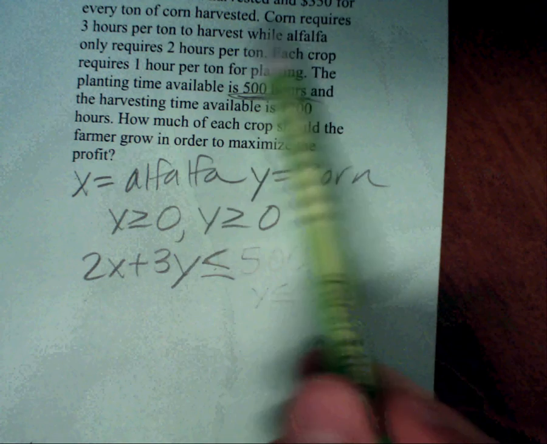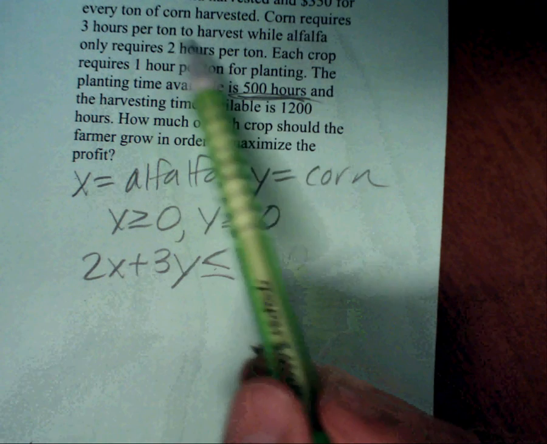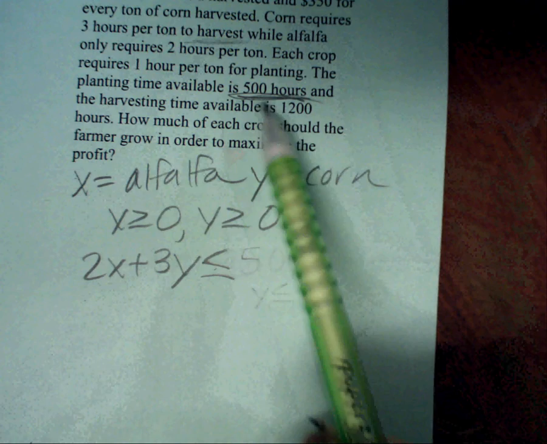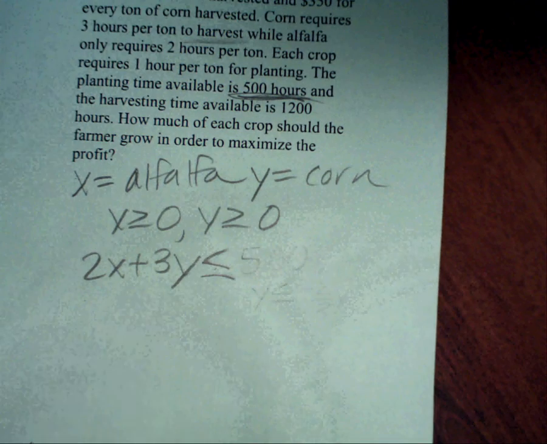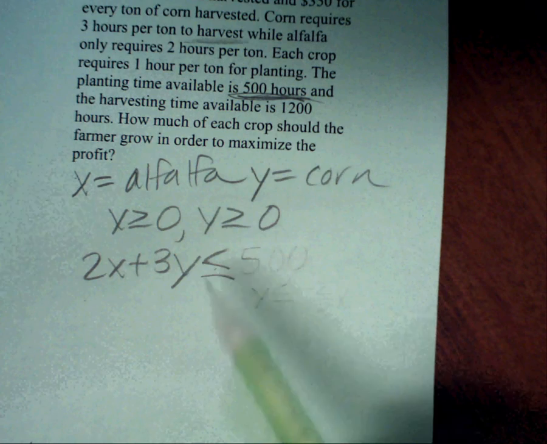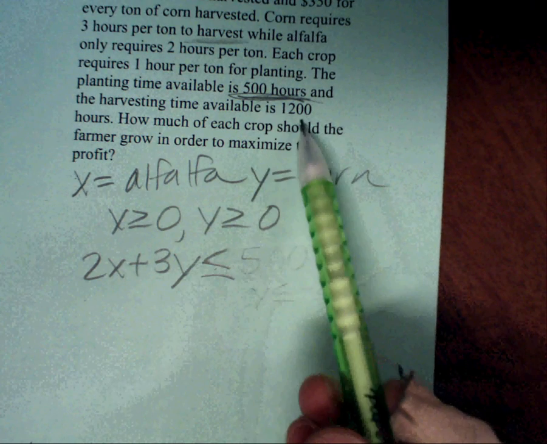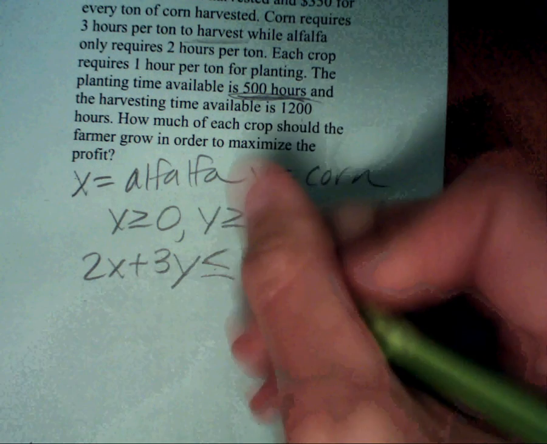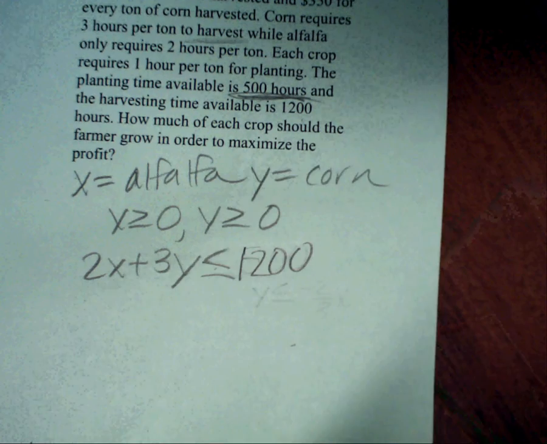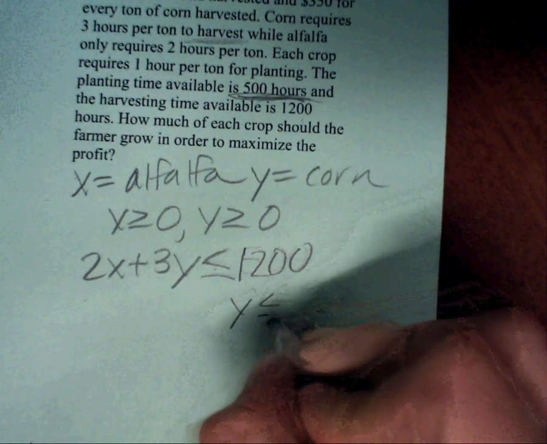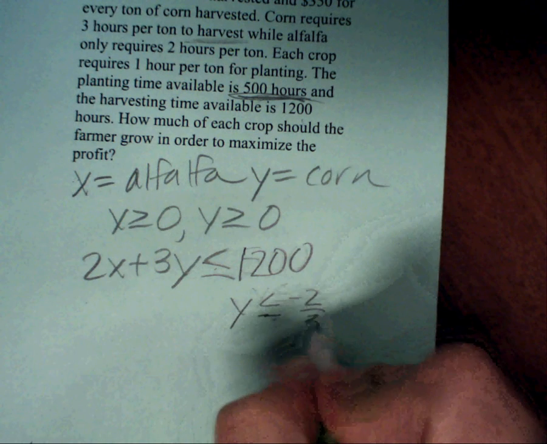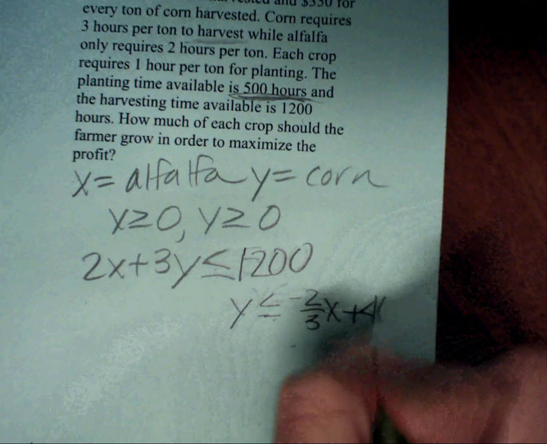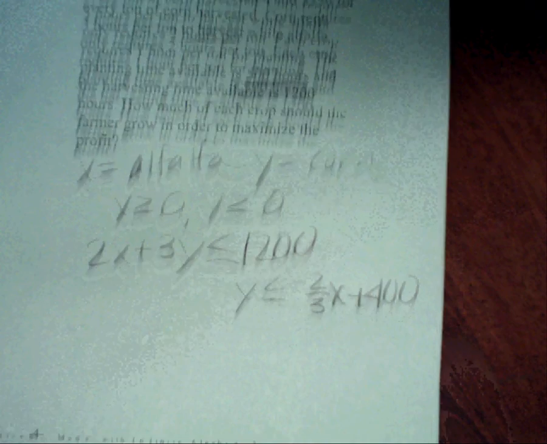Let's read through. Corn requires this much to harvest. This 500 is talking about the planting. So what happens when we have a farm? We plant and then we harvest. This 500 is the planting. This is the harvesting. So when I did that number, I goofed. So y is less than or equal to negative 2/3 x plus 400. Okay, so that would be what I graph.